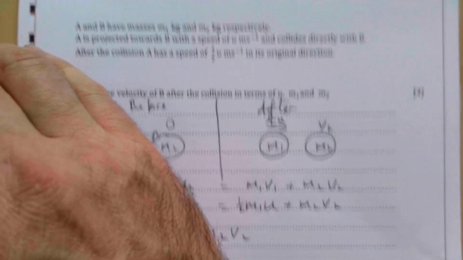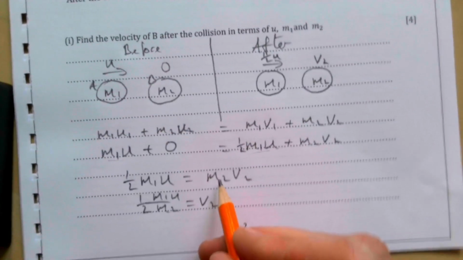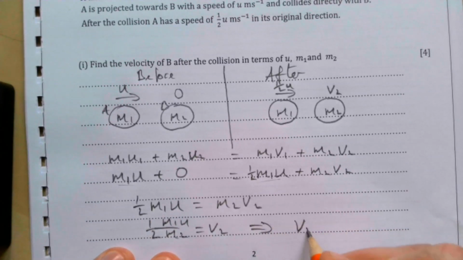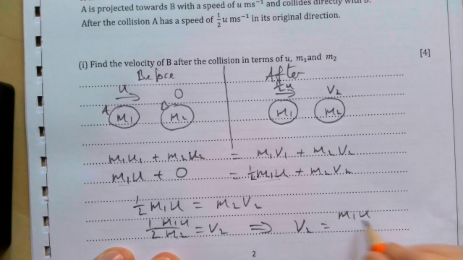I've just divided by the m2, and that joins out there, and so my v2 is going to be m1 u all over 2 m2.